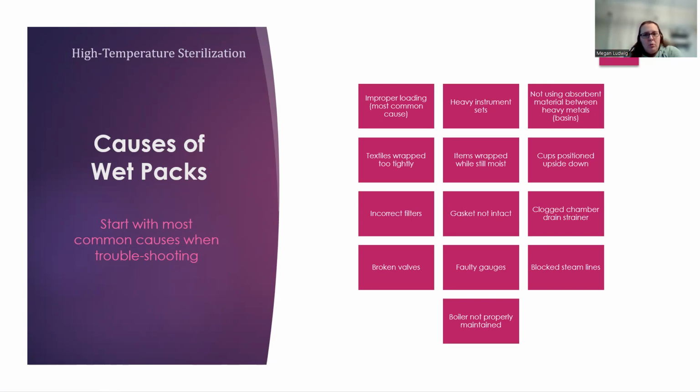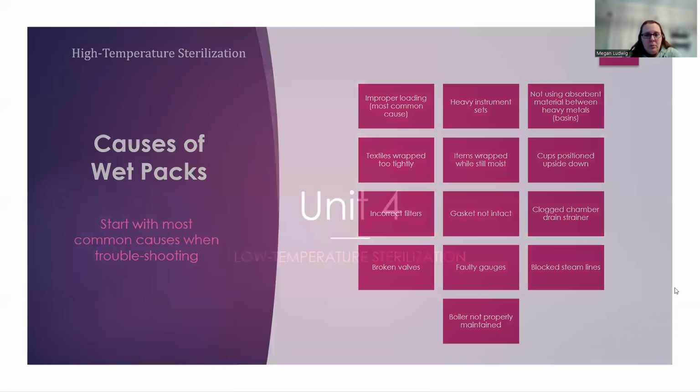Maybe something got knocked over, leaned up against something else that shouldn't have been. So before you start jumping on maintenance and saying, okay, we have a faulty gauge, the whole thing's broken, let's call it a day, start with the easiest stuff, okay? There's a lot of things that could lead to wet packs.